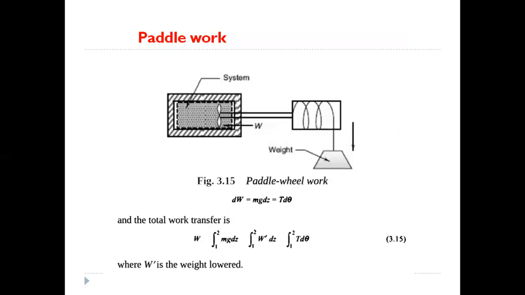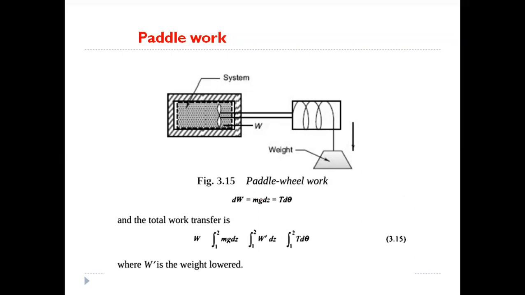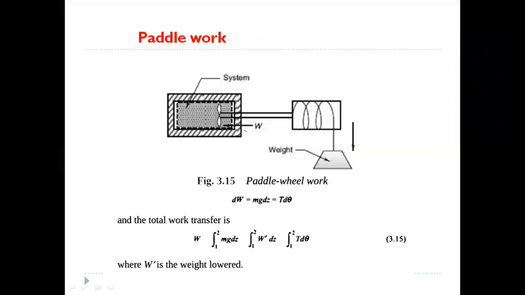Okay. Next, coming to paddle work. If we arrange a cylinder and piston arrangement here, place a stirrer, wind some thread around it, and below this thread place some weight, then as the weight is lowered there is a work transfer into the fluid system, which gets stirred. Since the volume of the system remains constant, the work done is 0. Say the weight is of mass m and is lowered through some distance dz.